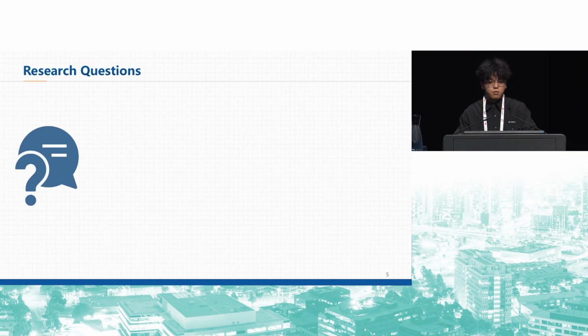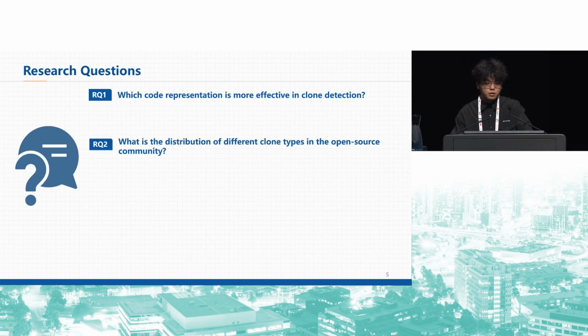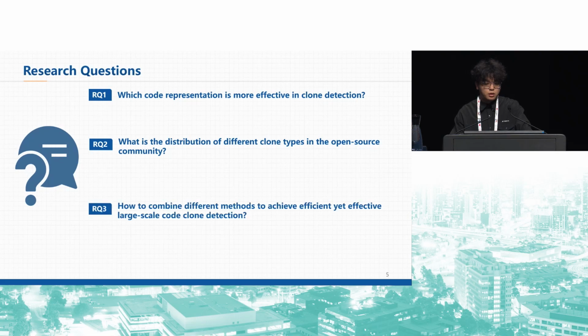To fill current research gaps, our work mainly answers the following research questions. RQ1, which code representation is more effective in clone detection? RQ2, what is the distribution of different clone types in the open source community? And RQ3, how to combine different methods to achieve efficient and effective large-scale clone detection.